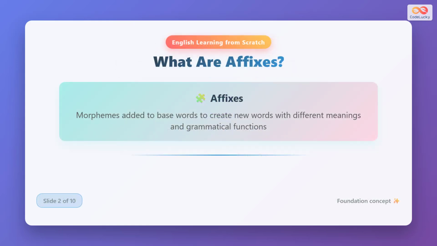Affixes are morphemes added to base words. They create new words with different meanings and grammatical functions. Affixes help expand vocabulary by modifying existing words systematically.